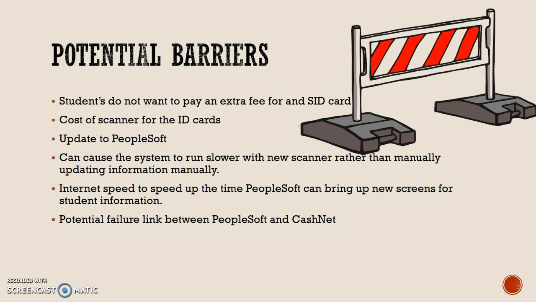Updates to PeopleSoft. The system can run slower when using new scanners rather than manually entering information. Internet speed can also slow the time that PeopleSoft takes to bring up new screens for student information. We can also have a potential failure in the link between PeopleSoft and CashNet.